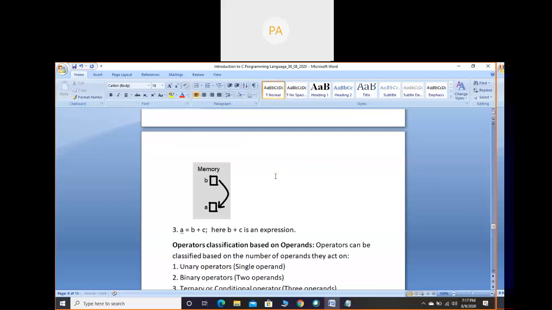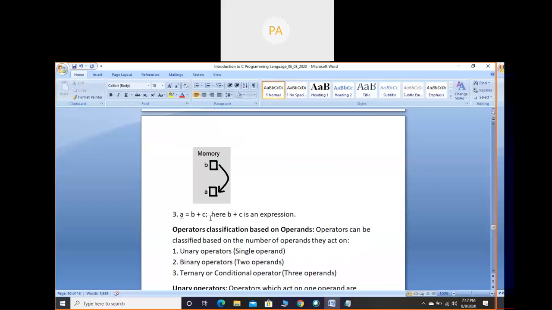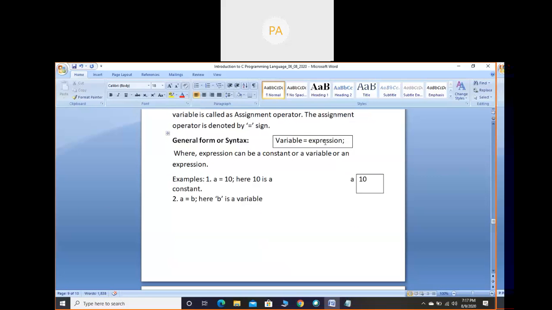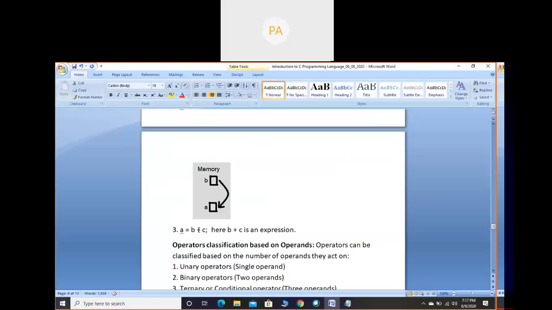Now coming to the third example, here a equals b plus c. As I said, the expression on the right hand side is nothing but an equation. So you can use an equation directly on the right hand side. b plus c is one equation, that is an arithmetic expression. An equation is nothing but an expression. Here we have used the arithmetic operator, so it is called an arithmetic expression. So here what happens? First it will calculate b plus c, and the result is copied to a. That is the meaning.